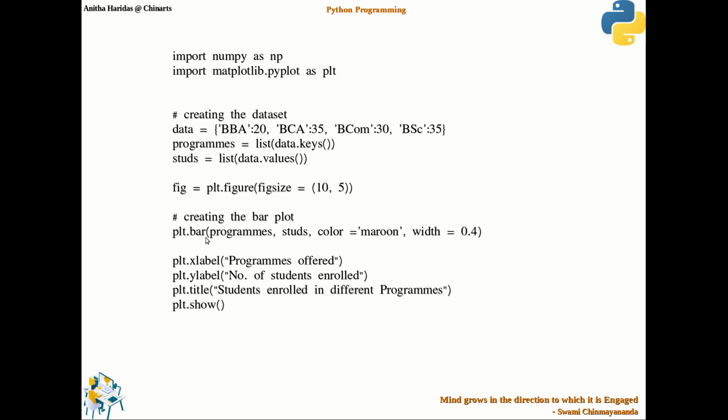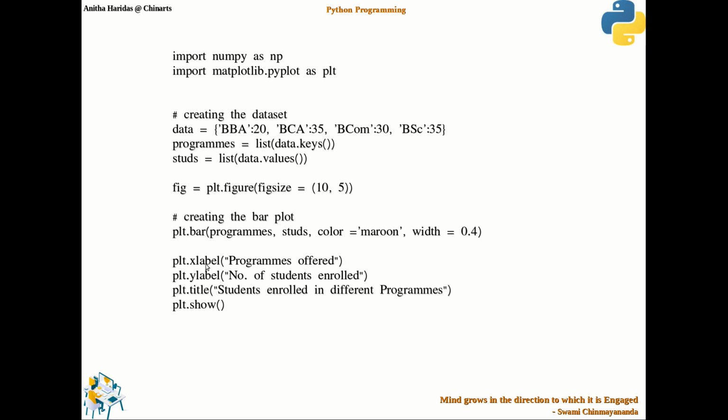Okay, and here I am using the bar function. Observe here I am using the bar function. I give the x and y values. The x value is programs and the y value is number of students enrolled, and the color I have given is maroon, right? And the width I have given is 0.4.